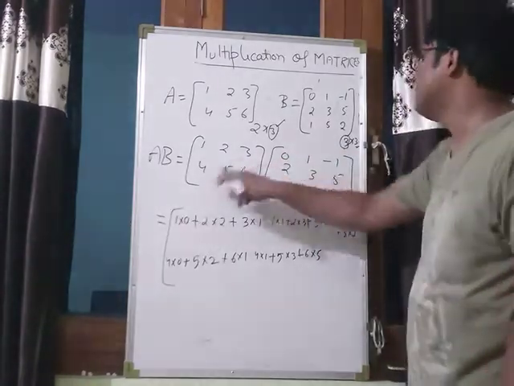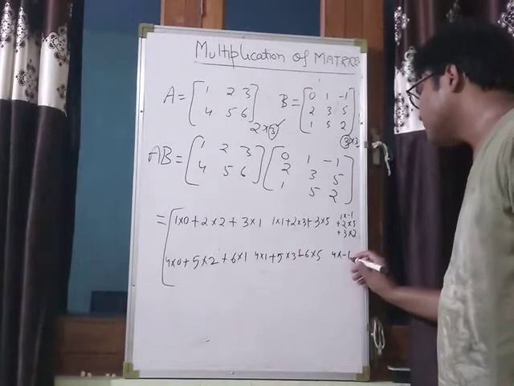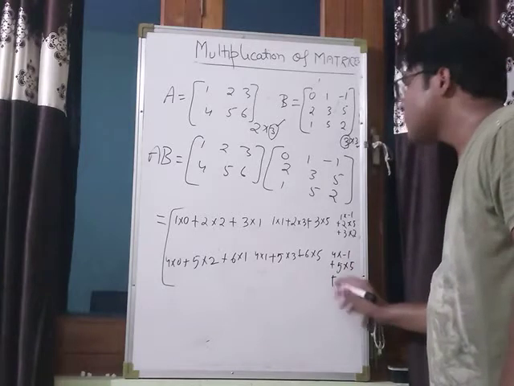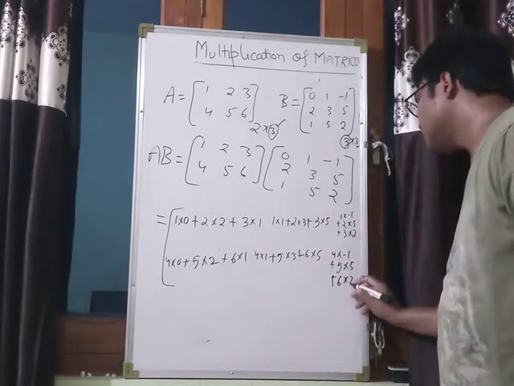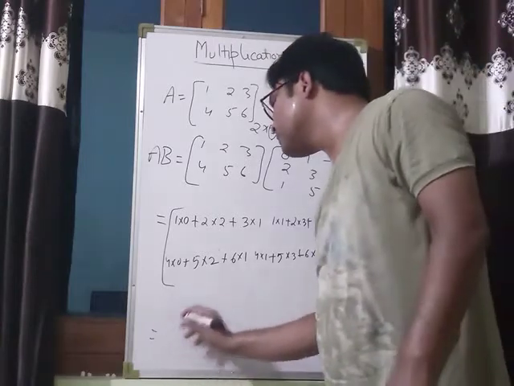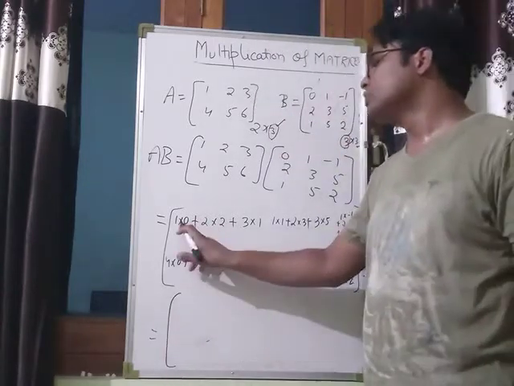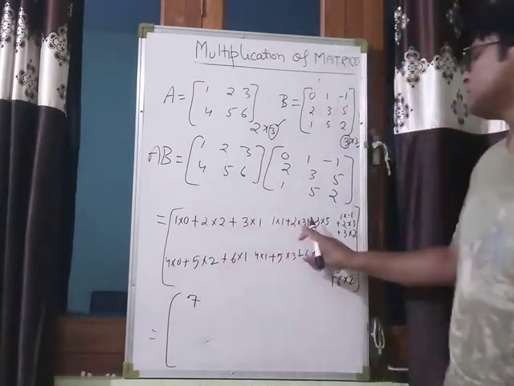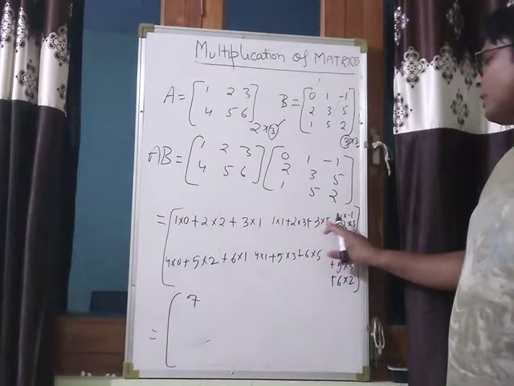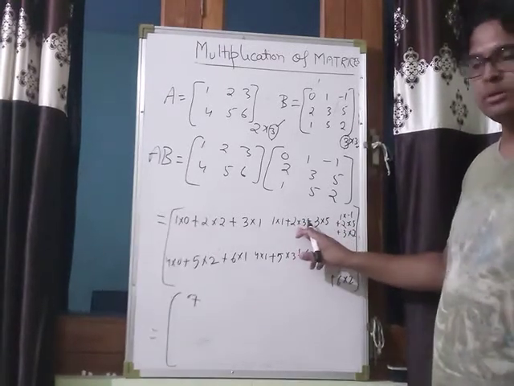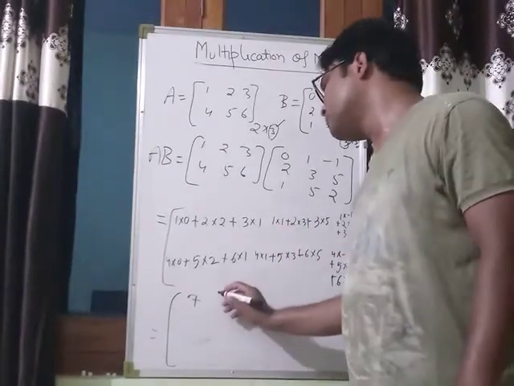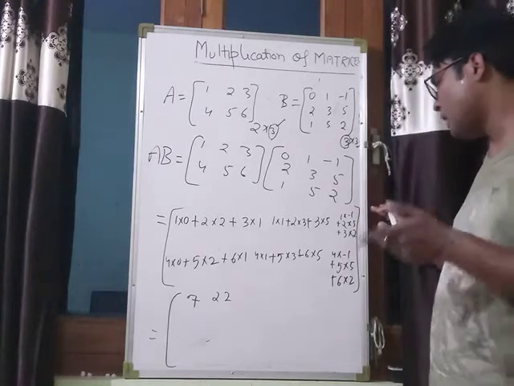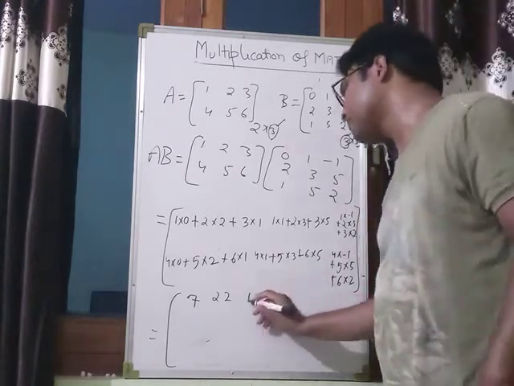Second row third column: 4 into -1, plus 5 into 5, plus 6 into 2. Then what we have? This is 1 into 0, 0, 2 2s are 4, 3 1s are 3, 4 plus 3, 7. 1, 6, 7 and 15. 5 3s are 15, 3 2s are 6, 15 plus 6, 21, 21 plus 1, 22. This is -1, 5 2s are 10, 10 minus 1, 9, 3 2s are 6, 9 plus 6, 15.